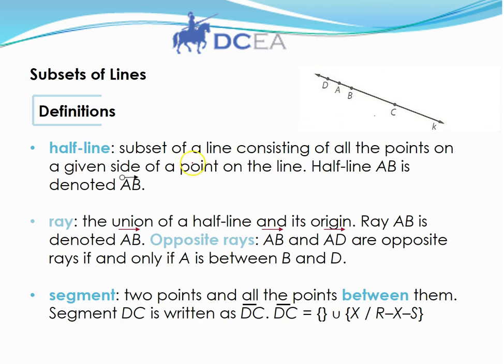Half-line AB is denoted using an arrow to the right and an open circle over the endpoint A to the left, and that's where we begin, and B to the right.